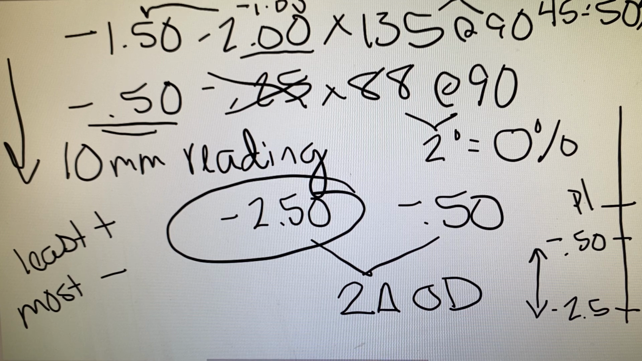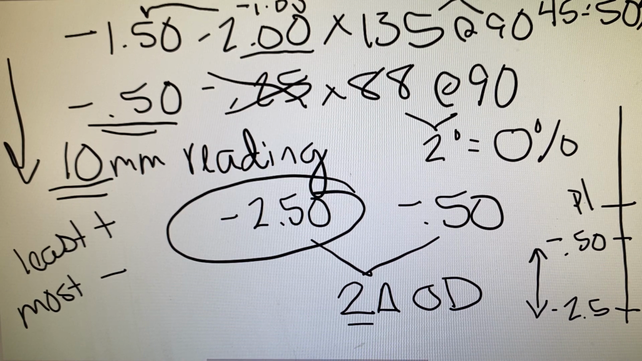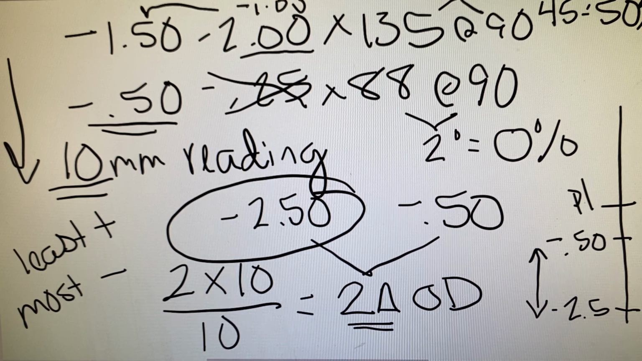Now, in this particular equation, we're doing Prentice's rule. However, because our reading level is at 10 millimeters, if we were to plug this 2 diopters of prism or imbalance into that equation, 2 times 10 divided by 10, it would actually just equal 2, which is why I kind of skipped that step in this one.